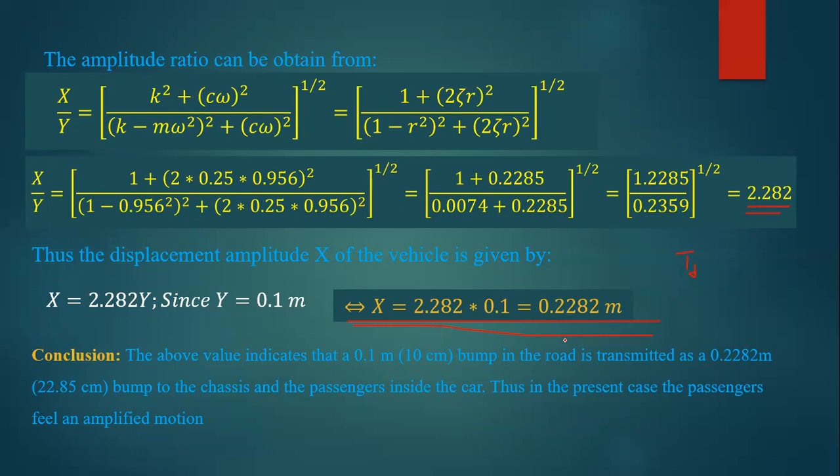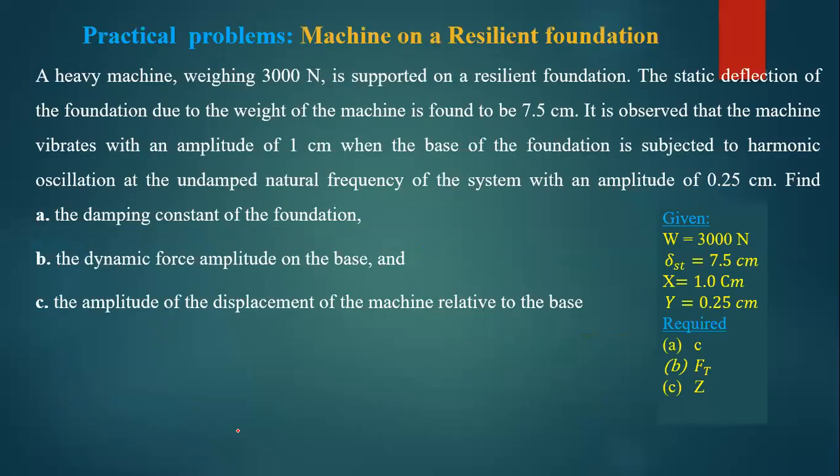That means high amplitude is transferred. So the passenger and the system will vibrate or get a shock. Thus, in this presence, the passenger feels an amplitude motion. The passengers can detect or feel the vibration. So our aim is to eliminate such vibration and avoid discomfort to the user. This gives us a kind of discomfort that we have to take care of.